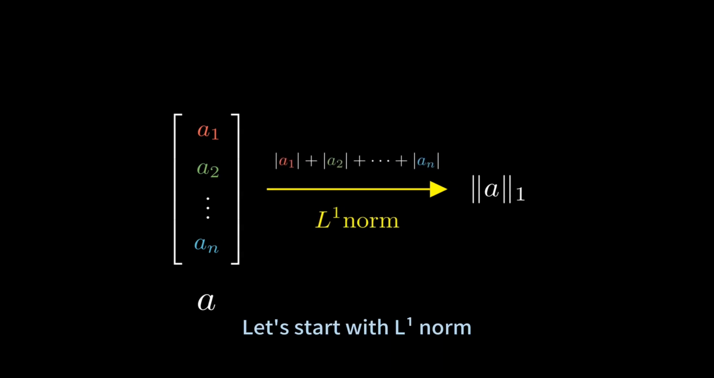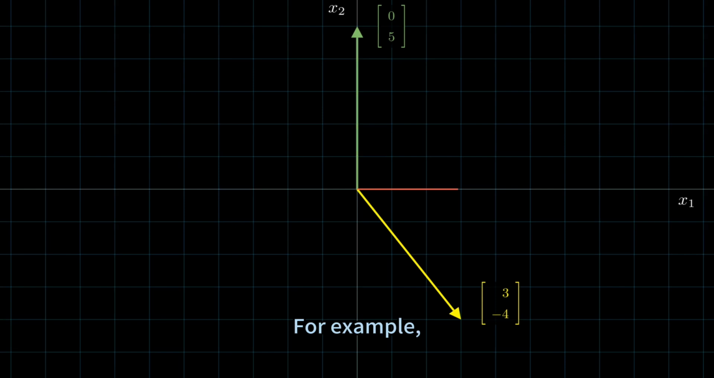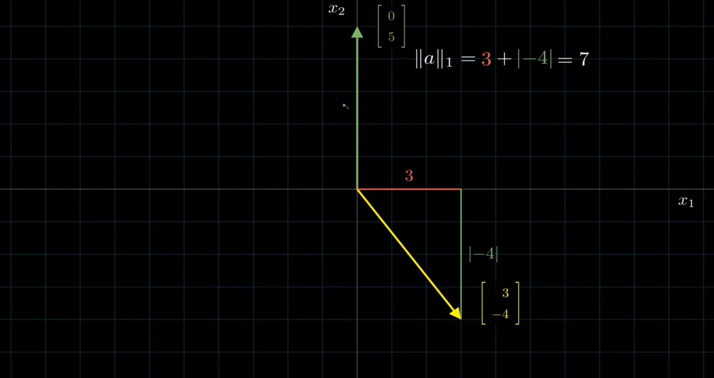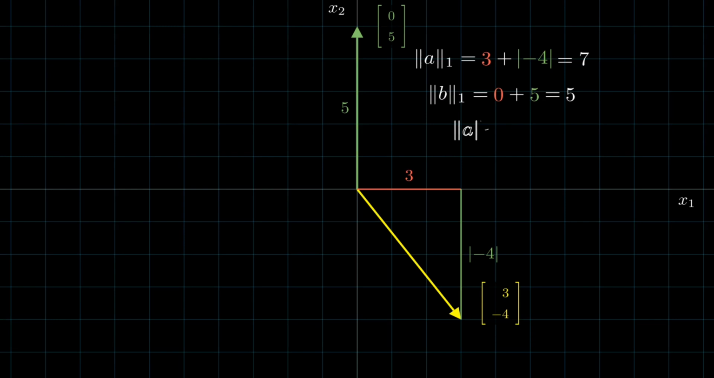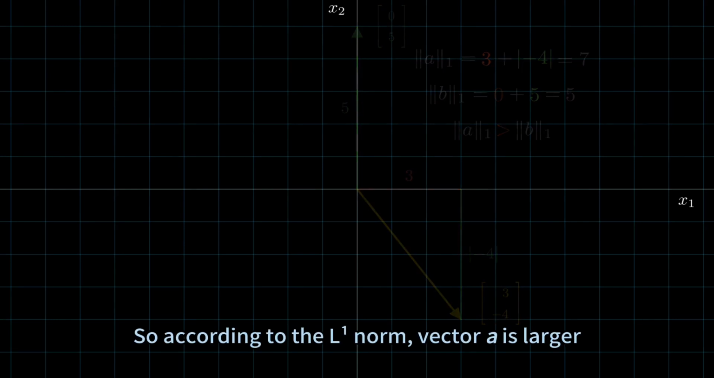Let's start with the L1 norm. The L1 norm adds up the absolute values of a vector's components. For example, the L1 norm of vector A is the absolute value of 3 plus the absolute value of -4, which equals 7. And for vector B, its L1 norm is the absolute value of 0 plus the absolute value of 5, which gives us 5. So according to the L1 norm, vector A is larger.